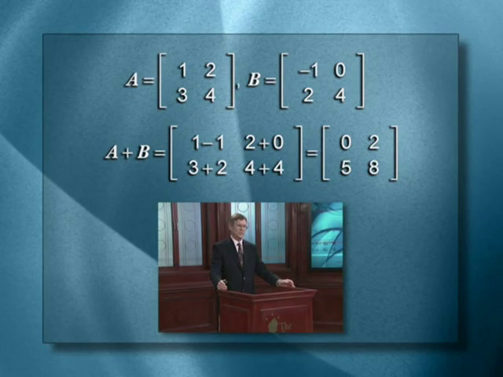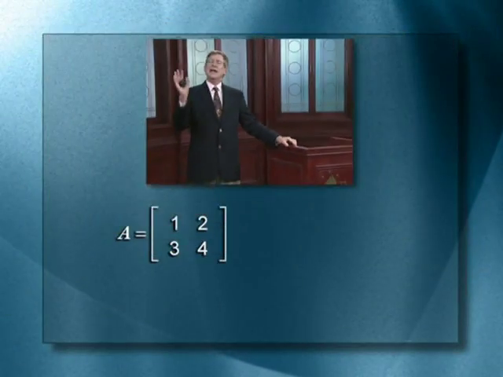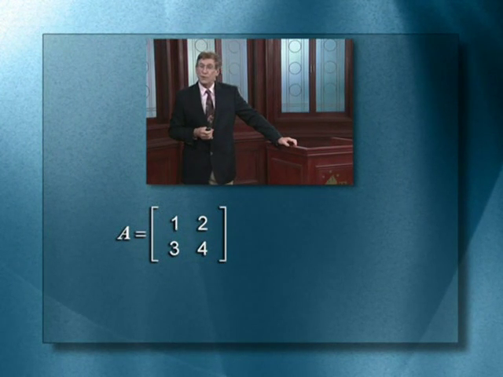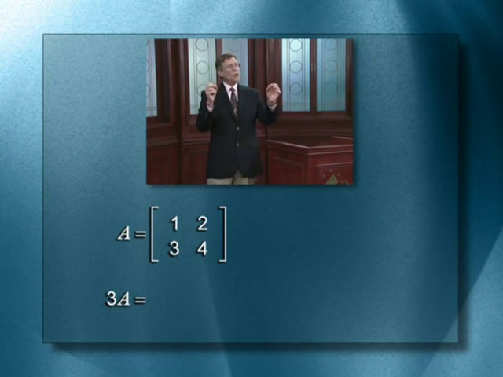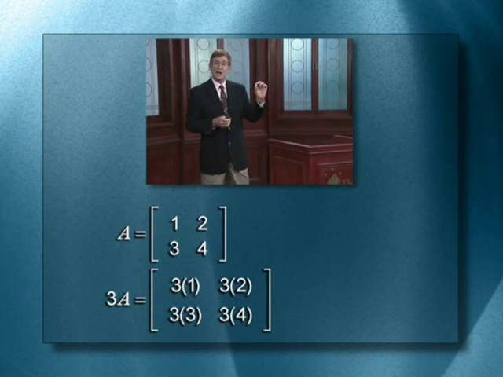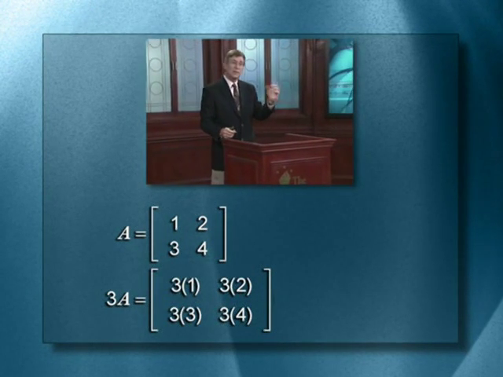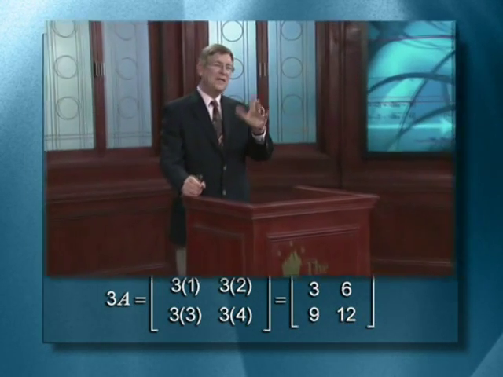Pretty simple operation. Well, you can also multiply a matrix by a constant, by a real number. In fact, we've often used the term scalar here. You can multiply a matrix by a scalar. Let me show you an example. Let's take A to be our old friend 1, 2, 3, 4, the 2 by 2 matrix. What would 3 times A be? Well, all you do is multiply each entry of A by 3. And so you'll get 3 times 1, 3 times 2, 3 times 3, 3 times 4, and that yields 3, 6, 9, 12.